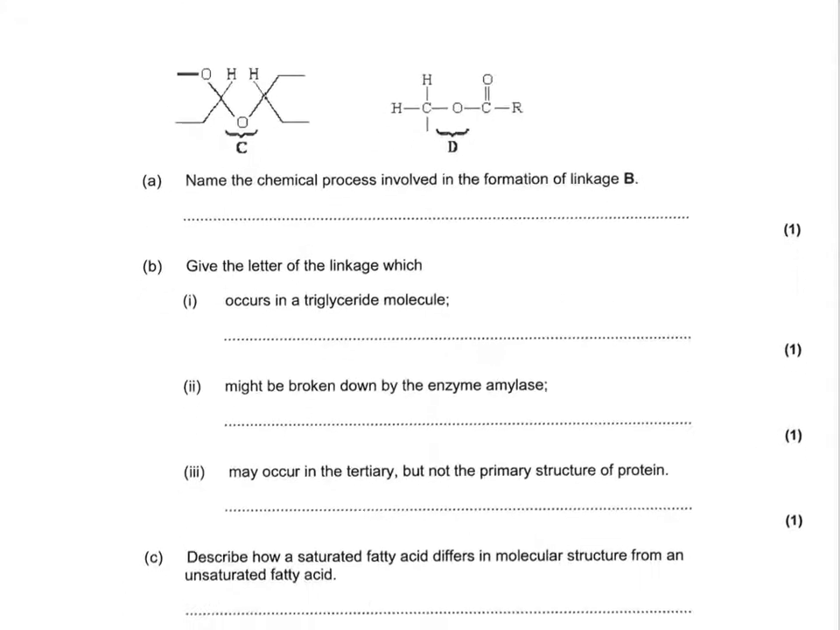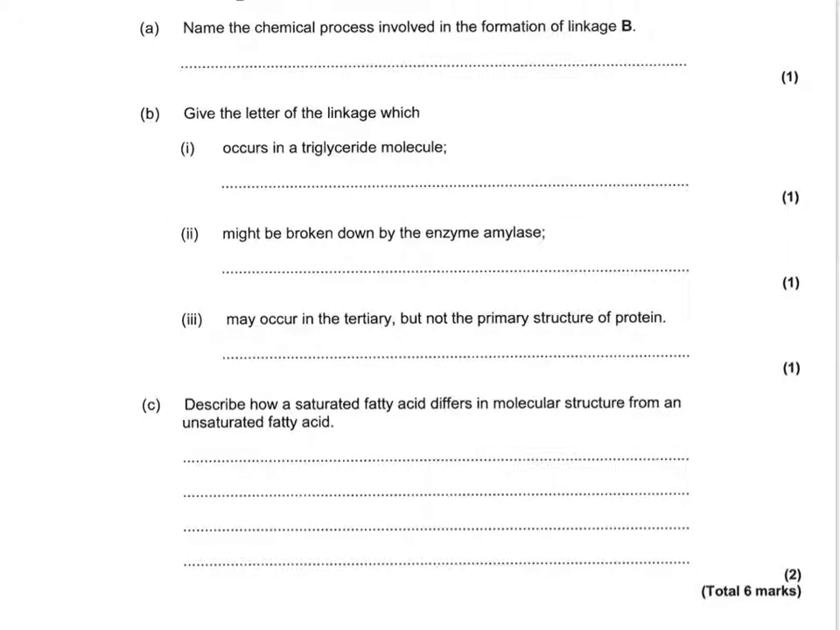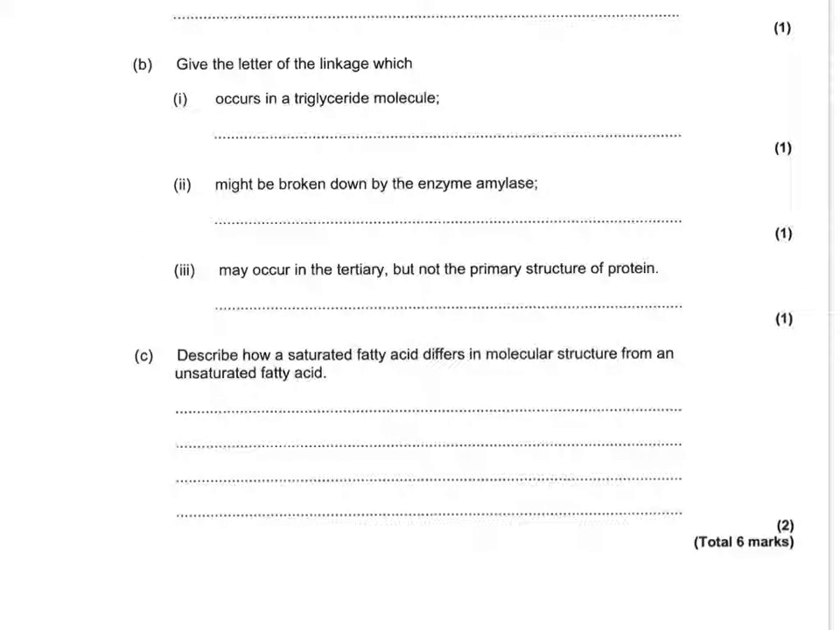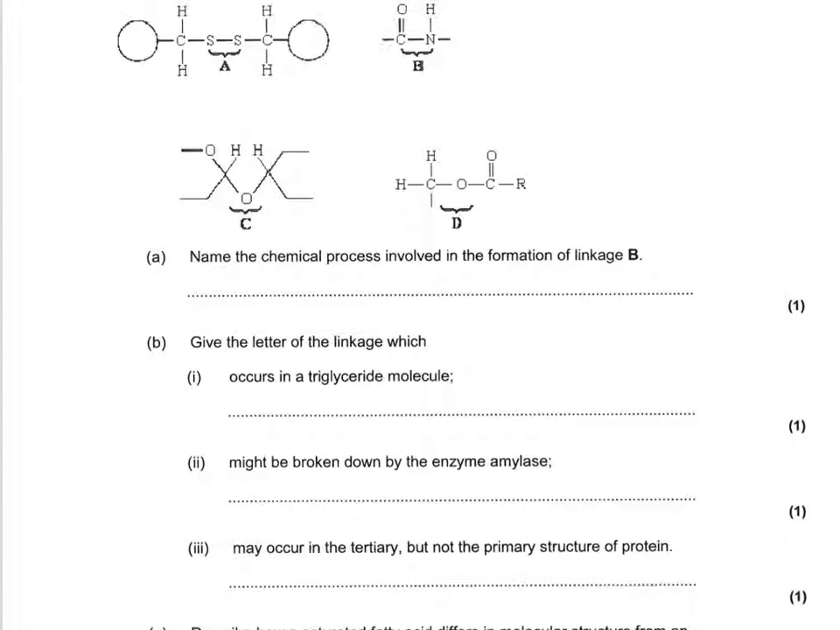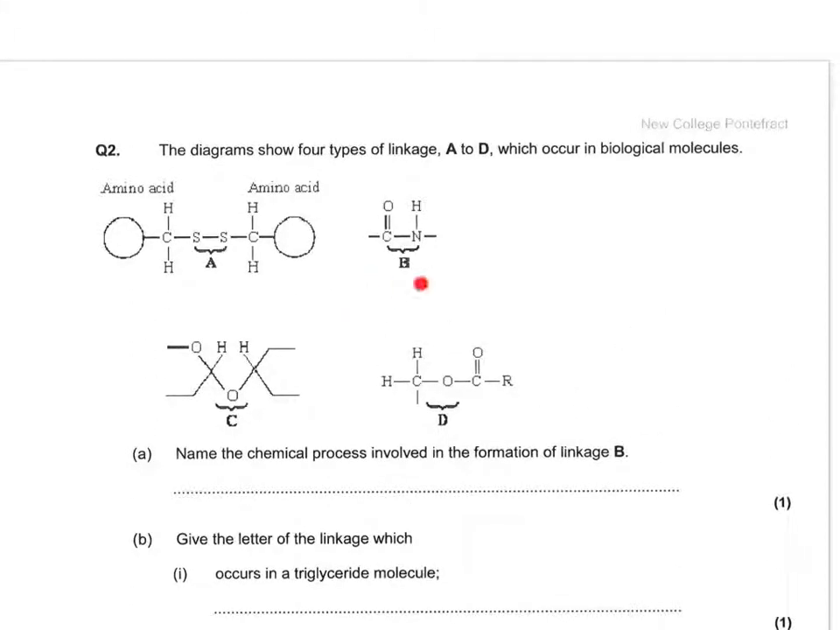So let's look at the question. On the whole, that was absolutely fine. This one here is quite interesting. May occur in the tertiary, but not in the primary structure of a protein. So an error some students were making was put in the peptide bond. That cannot be the case because this would be found in the primary structure as well, joining every amino acid together. So that one would have to be the disulfide bridge, only found in the tertiary, not in the primary.